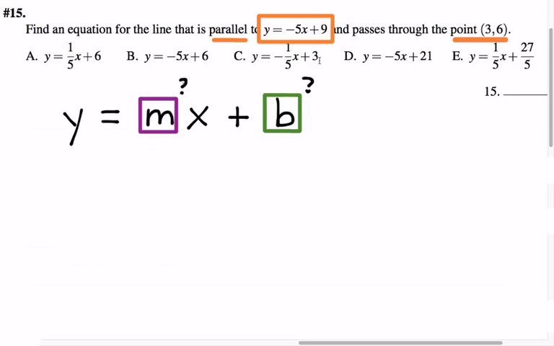So first let's start with m. What does m represent again? It represents the slope of the line. So the question is, where are we going to get information from the statement of this problem on what the slope of our line should be?